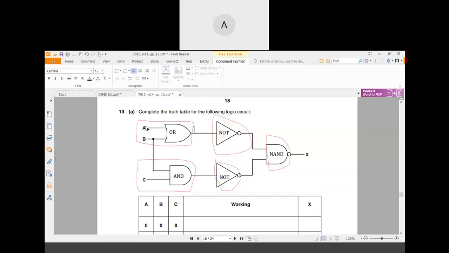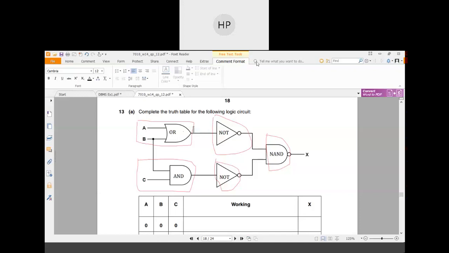Sir, first we have to know whether it's a 1 or a 0. No, that's not our intent. We need to find the first output. A and B go through the OR gate. Then what will the output be? A and B? What is the operation of the OR gate?